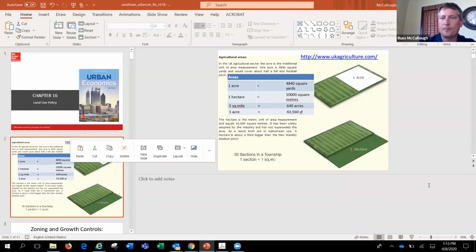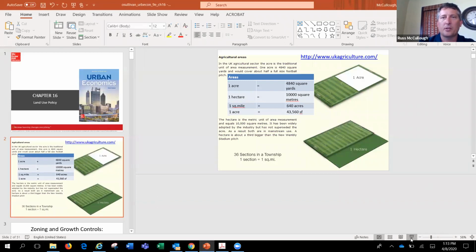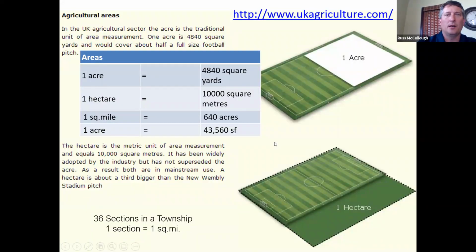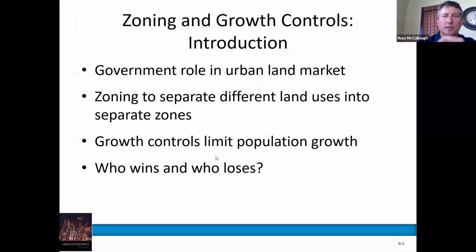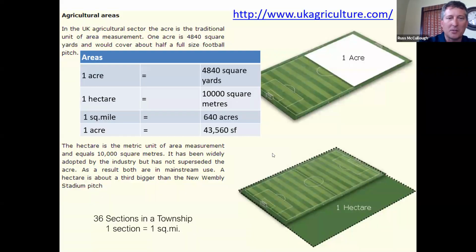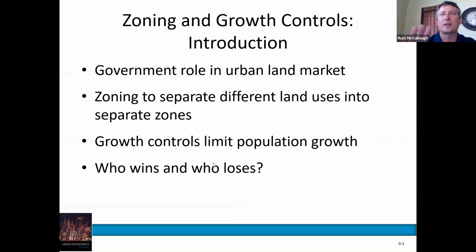So back to our picture. This is our townships. Okay, good enough. I just wanted to say 1 square mile is a section. So everything is very geometric and fairly easy once you understand the system.